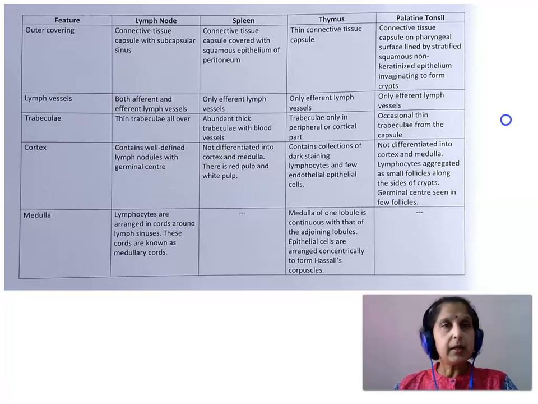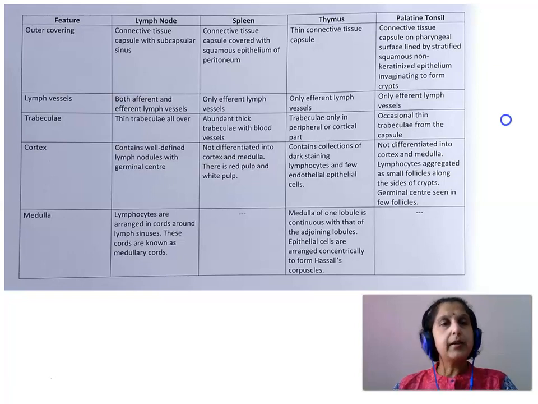Trabeculae in lymph node are seen as thin trabeculae all over. Spleen shows abundant thick trabeculae with blood vessels. In thymus, trabeculae are only in the peripheral or cortical part. In palatine tonsil, occasional thin trabeculae are seen coming from the capsule.